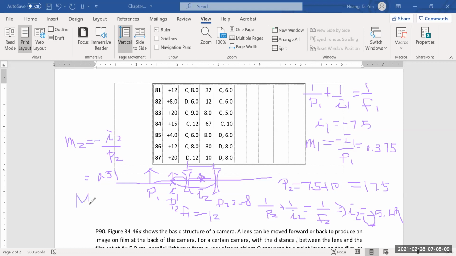We can calculate the total magnification, which is M1 times M2. So the final answer, capital M, you will get 0.117. And your capital M being positive means that the final image and the original object will have the same orientation. Okay, so this is basically how you apply the lens equation when you have a two lens system to find out where the final image is formed. All right, so that's basically how you do this.